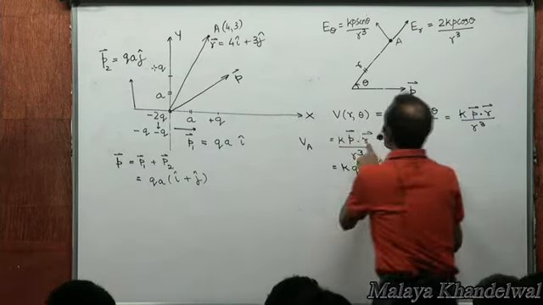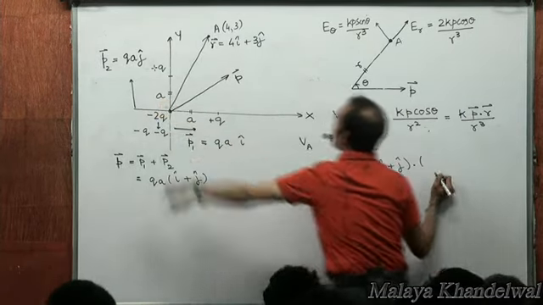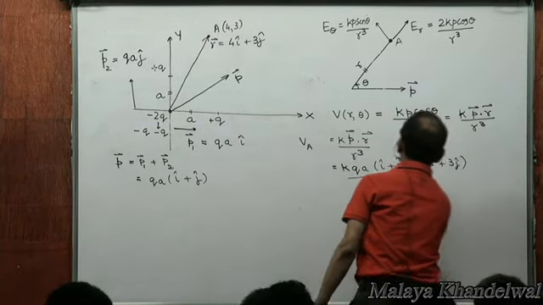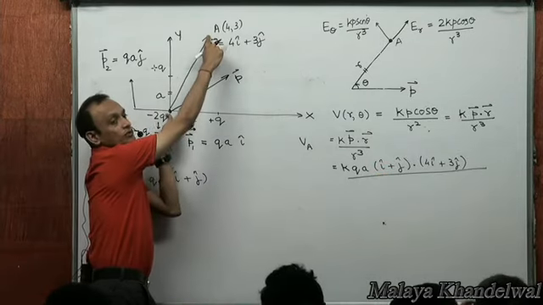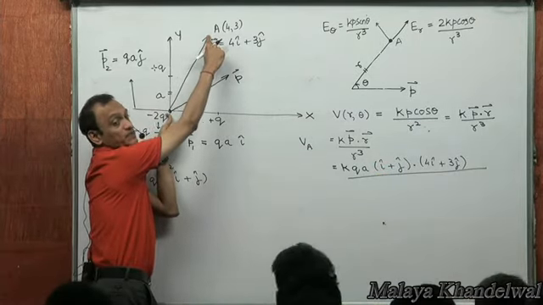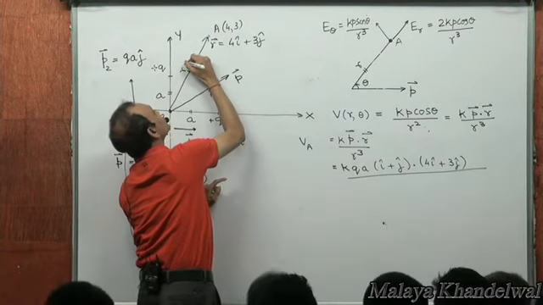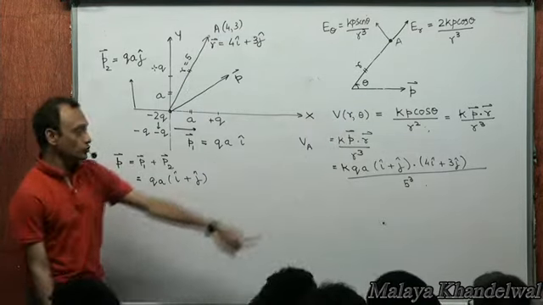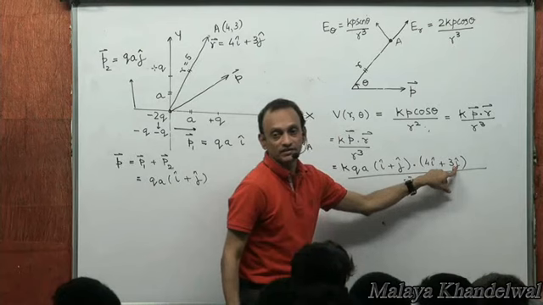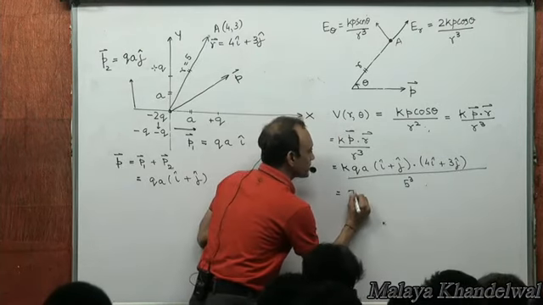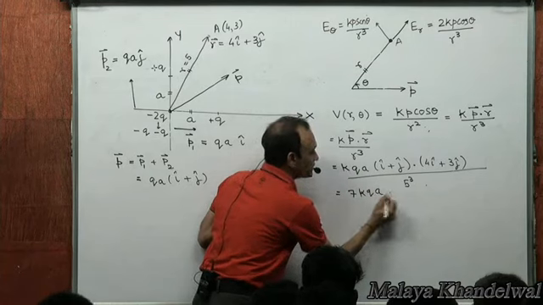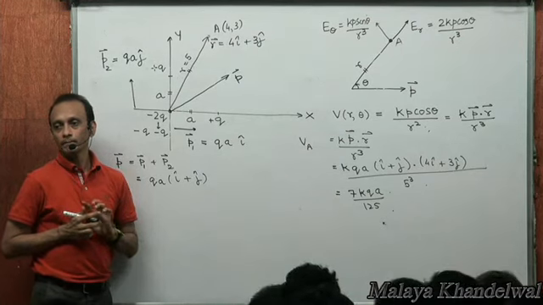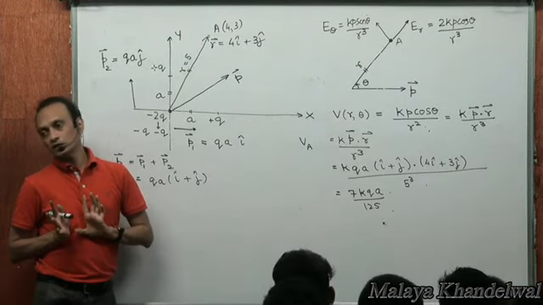Dot the position vector of the point A with respect to the dipole, which is 4i cap plus 3j cap, divided by R. This length is 5 units, root of 4 squared plus 3 squared. So R in magnitude is 5, divided by R cubed, which is 5 cubed. Now you can find the dot product: 4 plus 3, 7. So this becomes 7kQa divided by 125. This would be the potential at the point A. Is the idea clear or not?